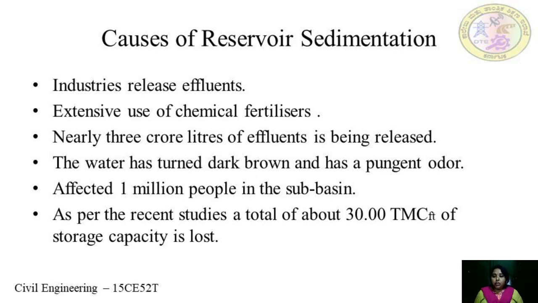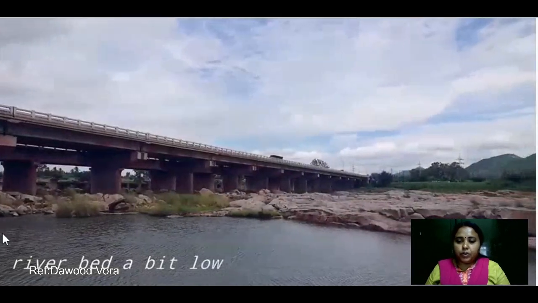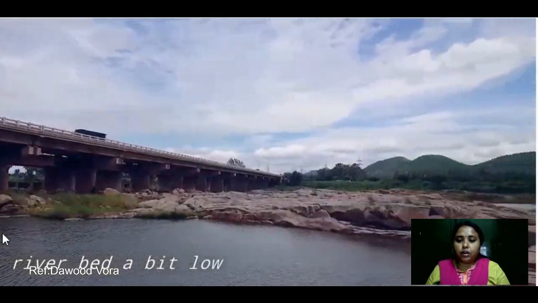And as per the recent studies, a total of about 30 TMC of storage capacity is lost. You can imagine how the storage capacity of the reservoir has been lost due to sedimentation. Now we will see a small video of the present condition of Tungabhadra river.